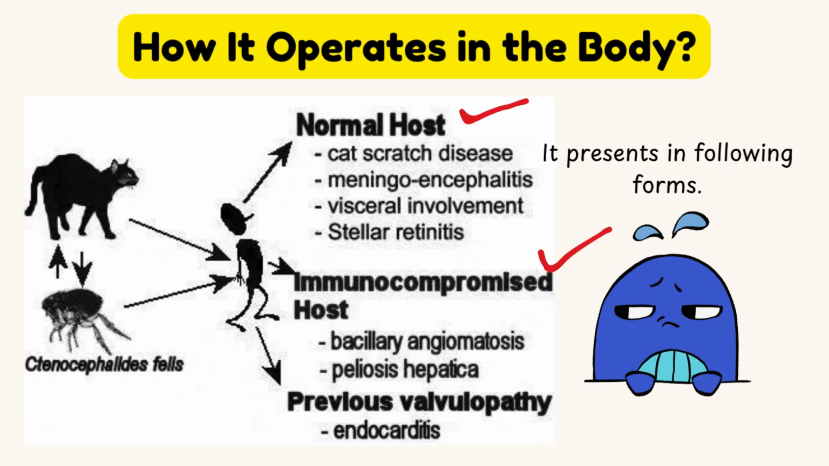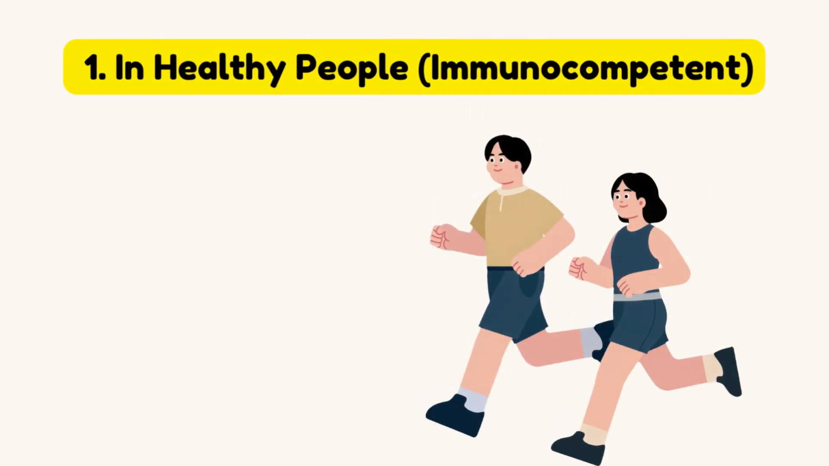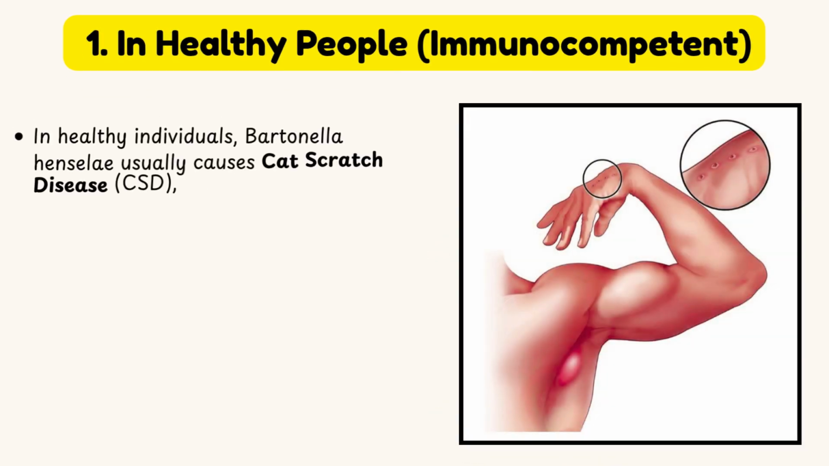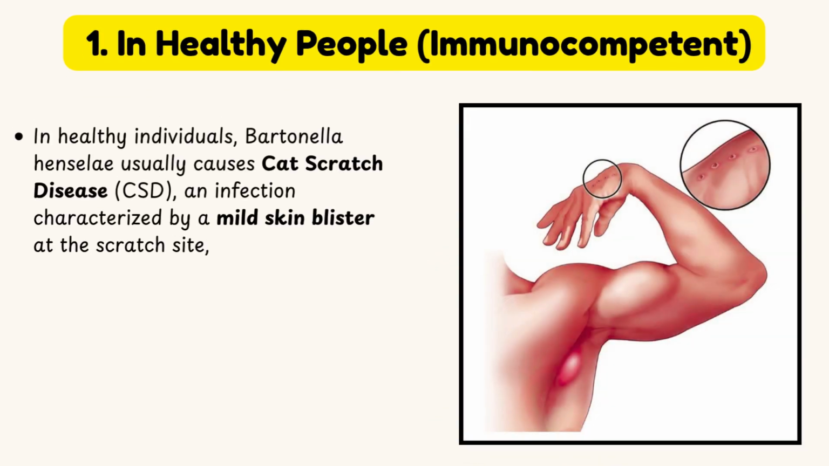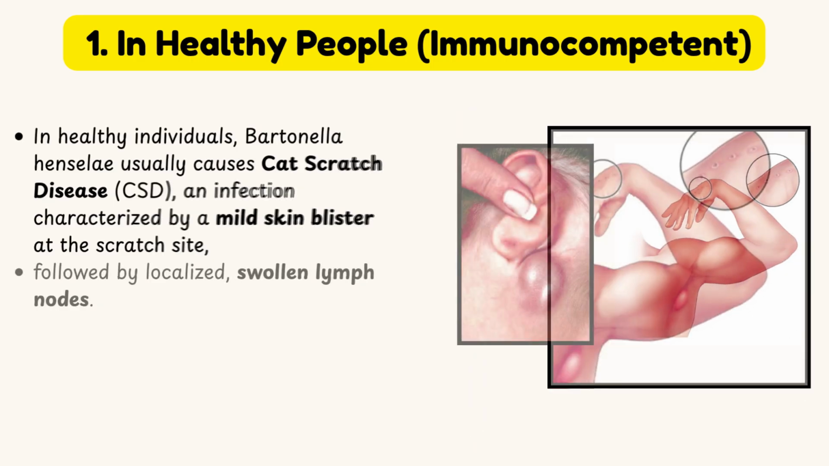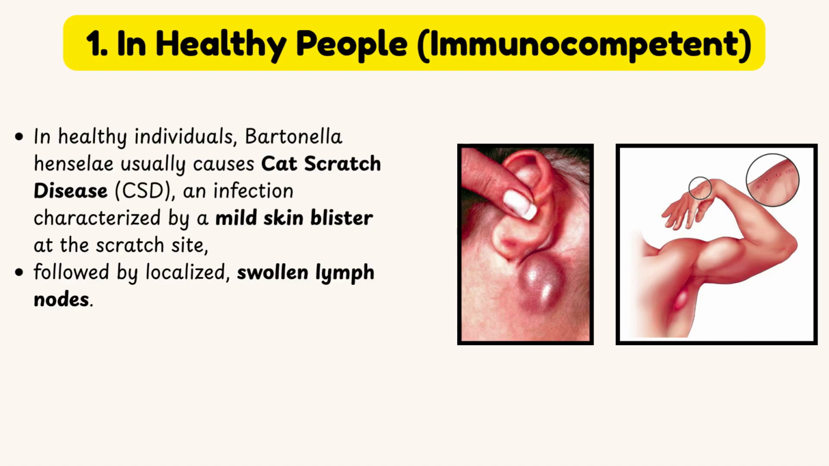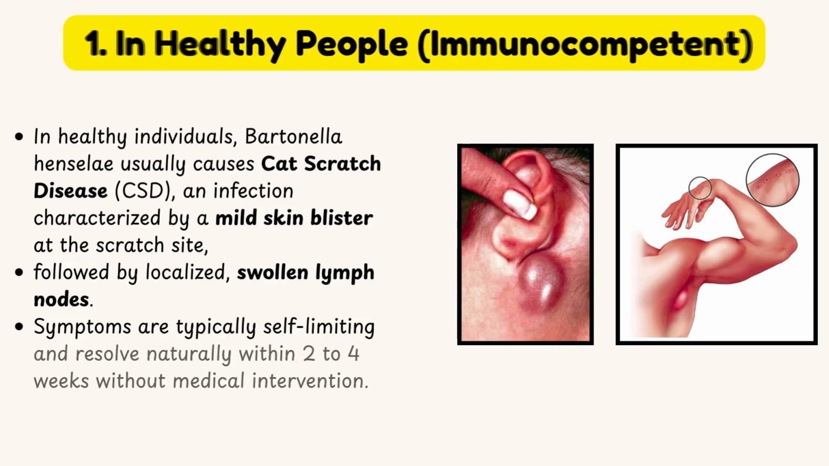In the following hosts: in the case of healthy people, who are immunocompetent, Bartonella henselae usually causes cat scratch disease, an infection characterized by a mild skin blister at the scratch site, followed by localized, swollen lymph nodes. Symptoms are typically self-limiting and resolve naturally within 2 to 4 weeks without medical intervention.